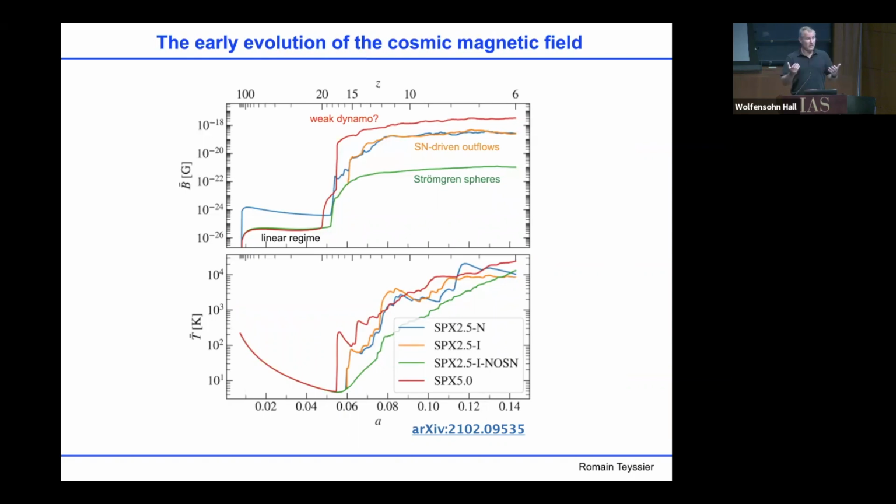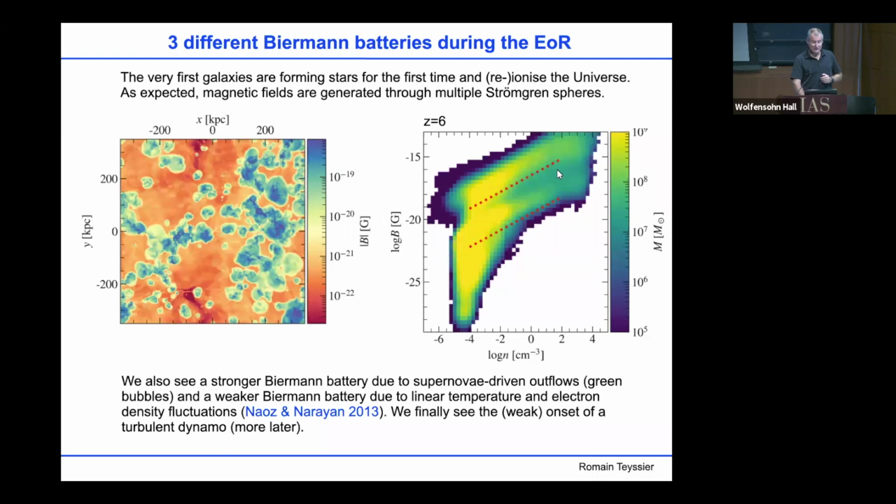So using this relatively complex story based on the Biermann battery process, now we have a realistic scenario to generate seed fields, and you see that those seed fields, if you ignore the dynamo that is starting already, the mean field goes up to 10 to minus 18-ish. And if you look inside the simulation, you can go maybe as high as 10 to minus 15.